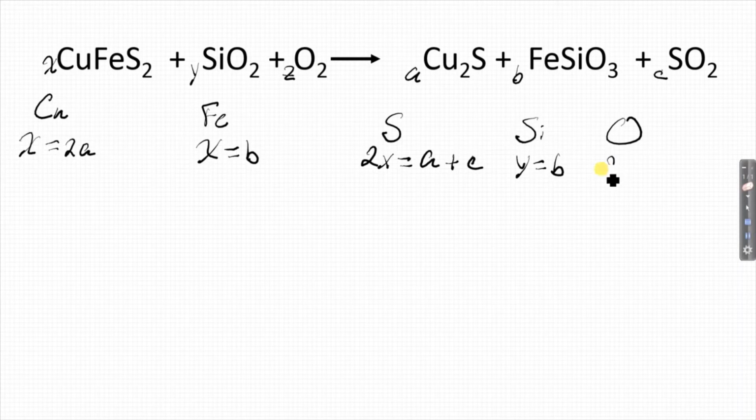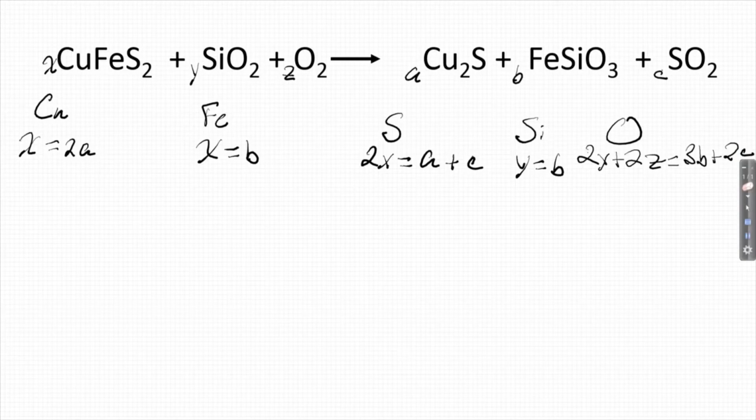So 2Y plus 2Z, and I see it two places here, equals 3B plus 2C. And I'm running out of room there, so let me restate that. 2Y plus 2Z equals 3B plus 2C. Okay, and so now what's the next step?